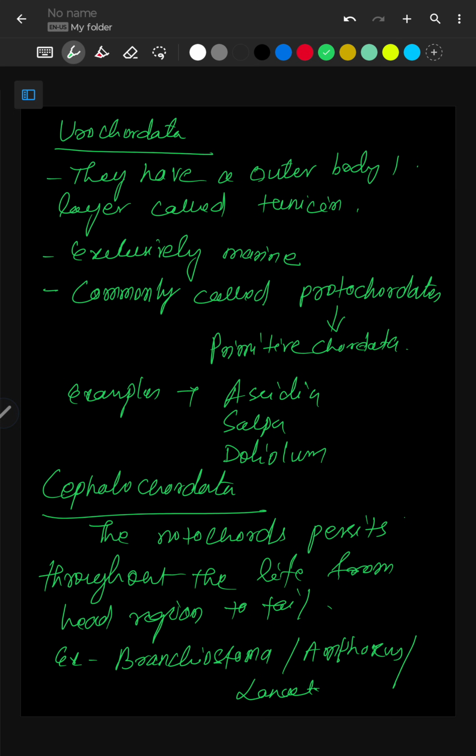So this is all about the protochordates. In our next class we'll discuss the subphylum Vertebrata, and how the vertebrates are classified into the different classes. That we'll discuss in our next video.